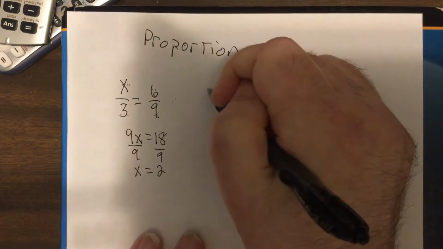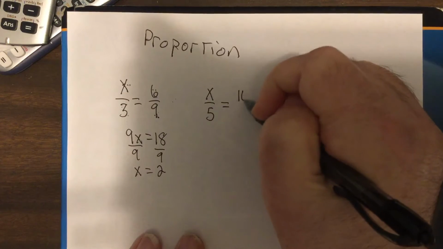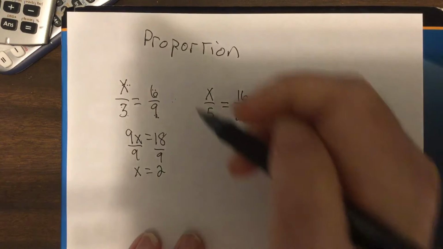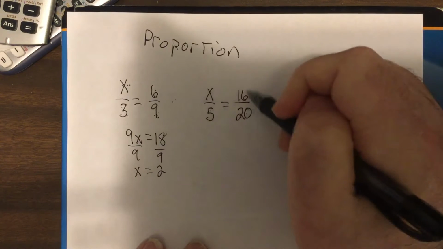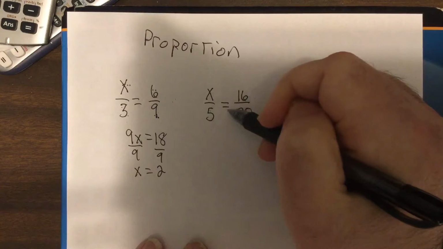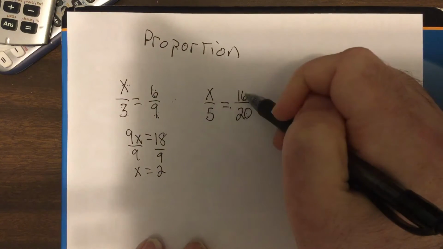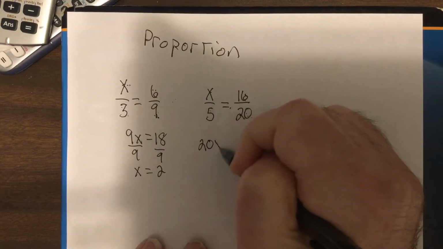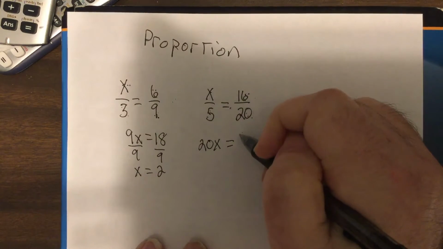So if I have x over 5 equals 16 over 20. Okay, so again, I could multiply both sides by the LCD, which happens to be 20. That would be okay if you want to do it that way. But when you have one fraction equals one fraction, you can solve it by cross multiplying. So x times 20 is 20x, and 5 times 16 is 80.